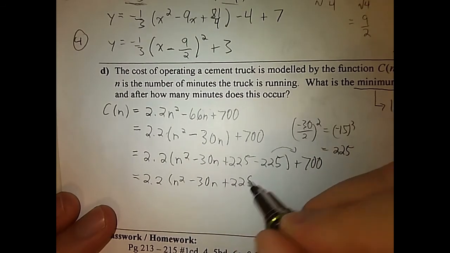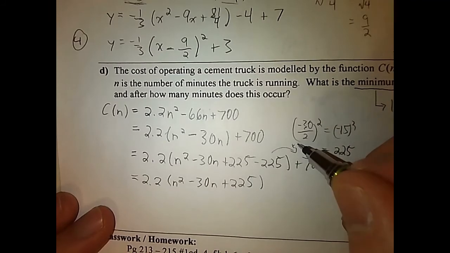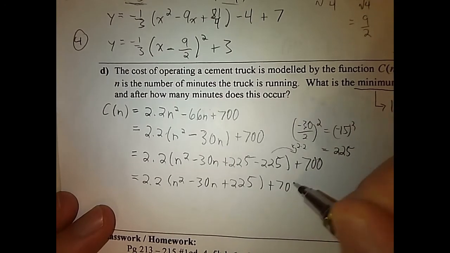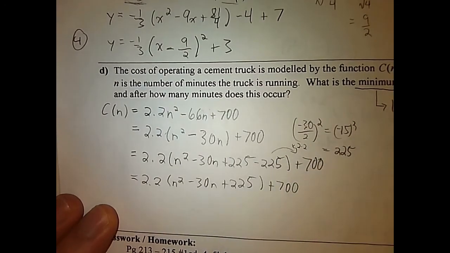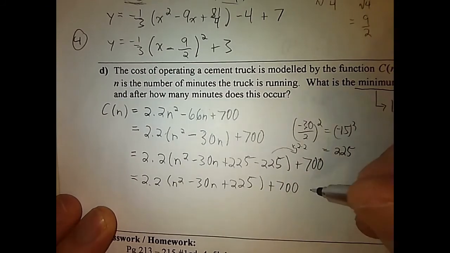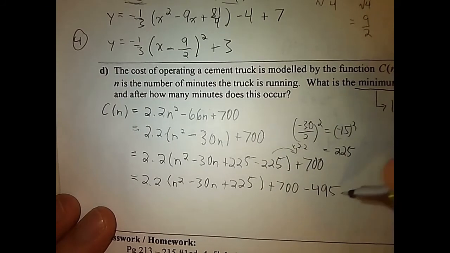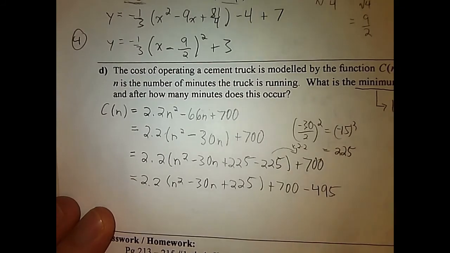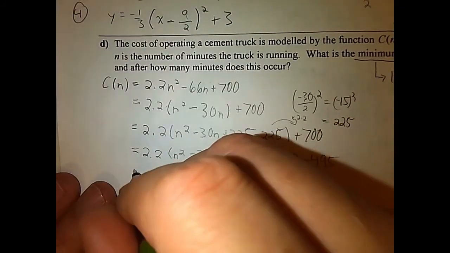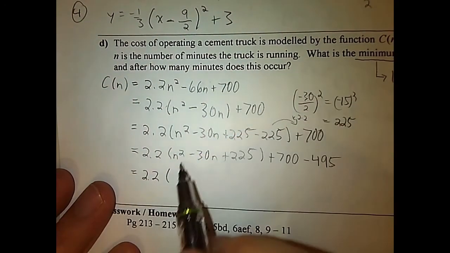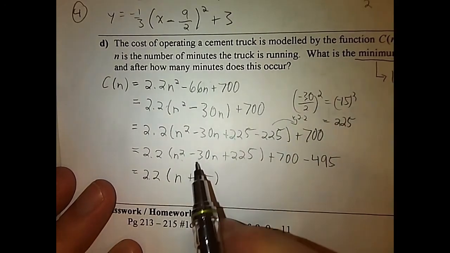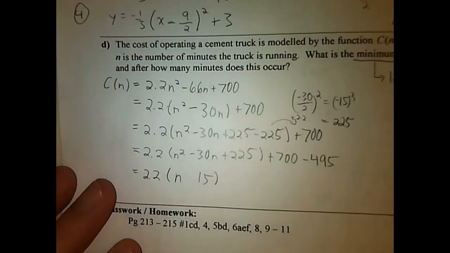And when I move it to the outside, I'm going to remember to multiply it by 2.2. I'm going to write it in there, it just takes a second to help me remember. I get plus 700 because that's this part. And when I move it out, I times it by 2.2, and I get negative 495. I'm going to double check that because I want to make sure it is correct. Yep, it's negative 495. And now we just simplify it. Square root of the first one, n. Square root of the last one, 15. Oh, it's minus 30 here. Should be minus here.